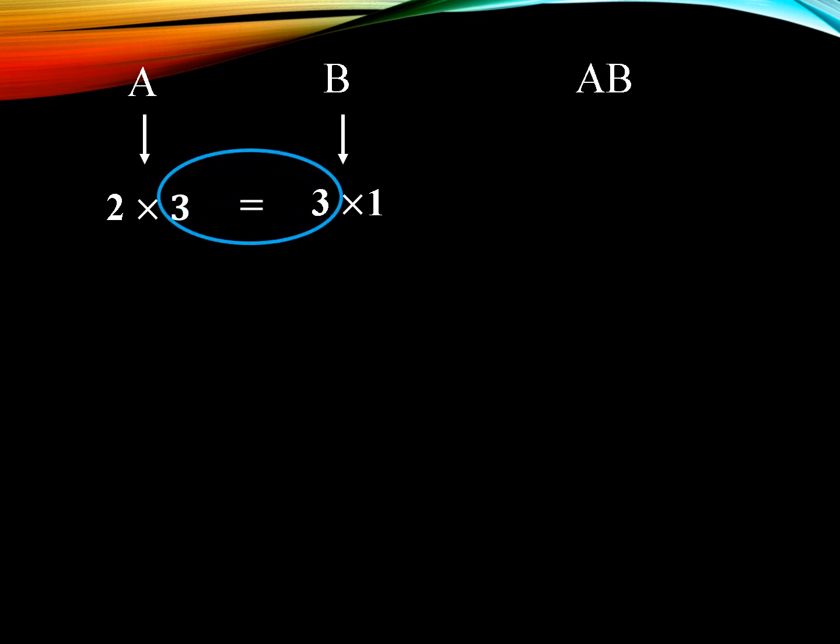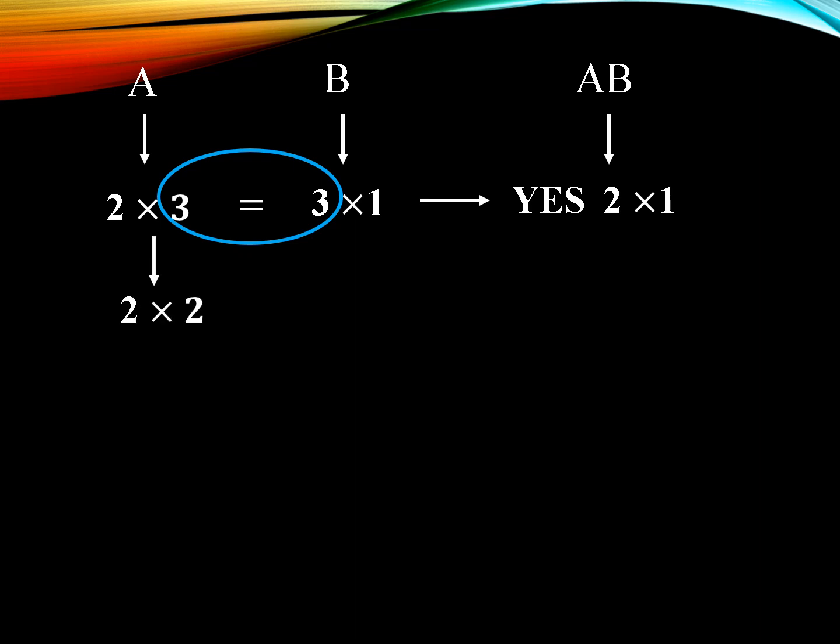Let us see a few examples of this. Suppose A is a matrix with order 2 by 3 and B is a matrix with order 3 by 1. Let us see whether AB exists or not. Here we can see that the number of columns in A is equal to the number of rows in B. Hence, AB will exist and the order of AB will be 2 by 1.